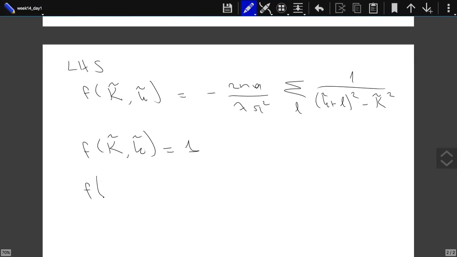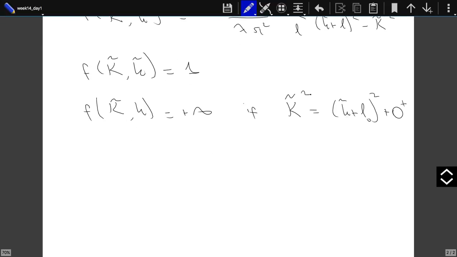Now, if you look at f, there are certain points at which it diverges. So f of kappa tilde and k is equal to plus infinity if kappa tilde is equal to k tilde plus L0, and it goes to plus infinity if it is slightly larger than this one. Because if this is satisfied, then one term diverges and becomes minus infinity. If lambda is positive, the coefficient is a negative number, so it goes to plus infinity at these values. And it goes to minus infinity if kappa tilde is equal to k tilde plus L0, approached from below.